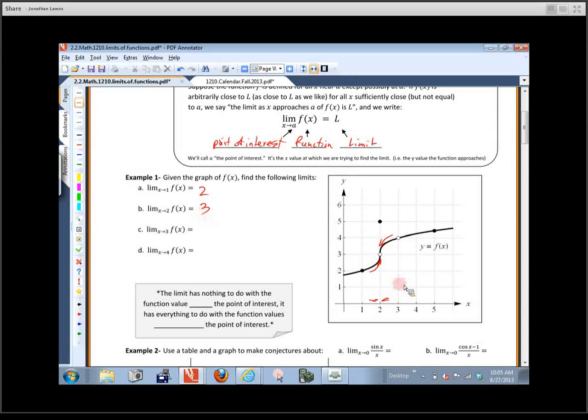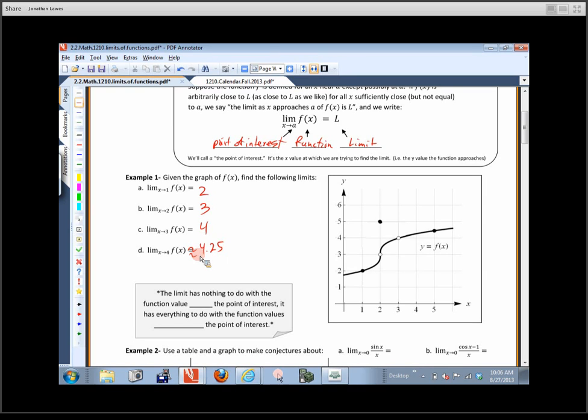Okay, let's do the same thing. If we're interested in the limit as x approaches 3, what's our limit here? What does it look like it's approaching from either side? It's approaching 4. And what about the limit as x approaches 4? We'd have to kind of guess, right? Maybe 4 1/4, maybe 4.25 or somewhere around there. And we'll just say approximately.